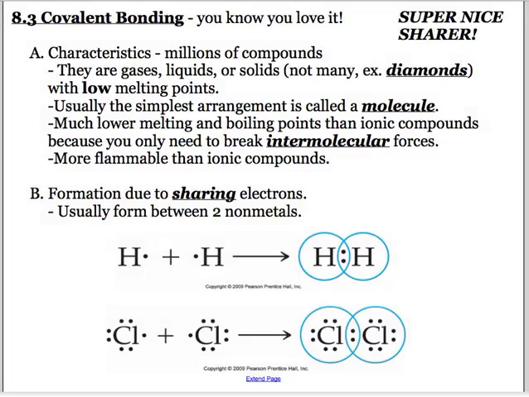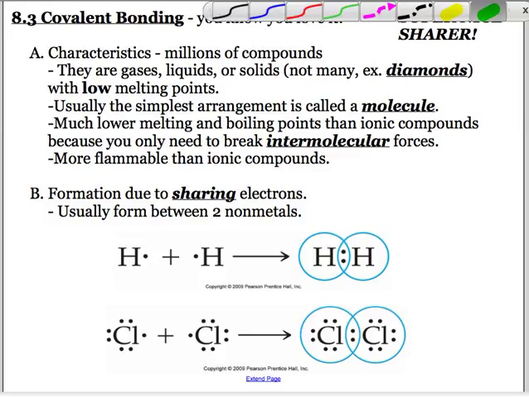A real quick section on covalent bonding. There's a lot more covalent bonding things than ionic. So the ionic, if you remember, had hundreds. Now we have millions. And covalents are really varied. There's solids, liquids, and gases. And what you'll notice here is they are very different.